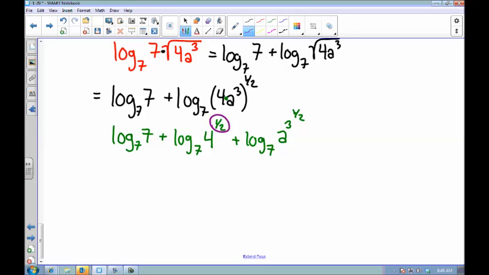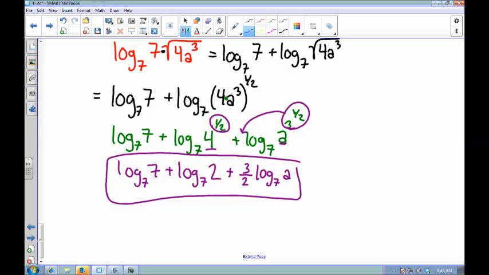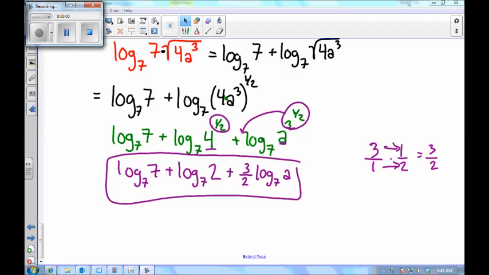4 to the 1 half means square root of 4. What's the square root of 4? 2. So we can change that one to log base 7 of 2. We don't even have to pull out in front. Log base 7 of 7. But since this one has an a, not a number, we actually do have to pull out in front. Times them and pull them out front, which would be 3 halves. Log base 7 of a. This is expanded, so I'm promising you there's one on your homework that's very similar to that.